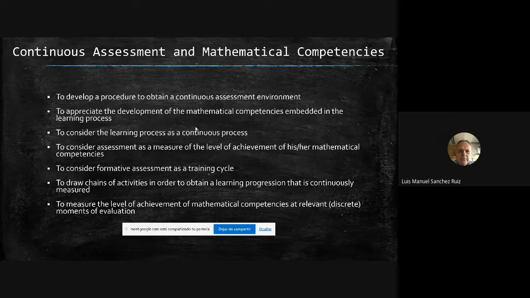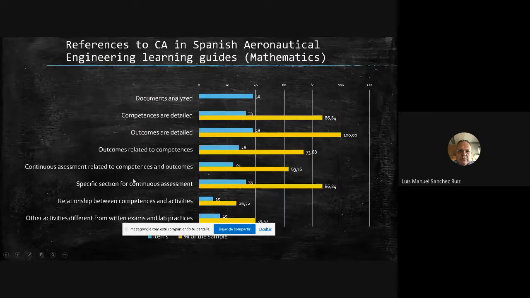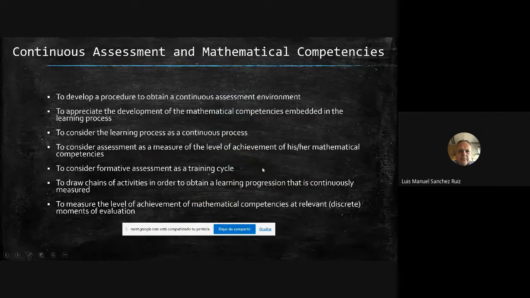So that means that sometimes when you're doing this continuous assessment, you mustn't lose sight that everything is a formative assessment. So this is a training cycle. It's important that the students perform, that you are controlling, and that they are progressing, and showing how they are achieving their mathematical competences. And then not all of them have the same value, obviously.